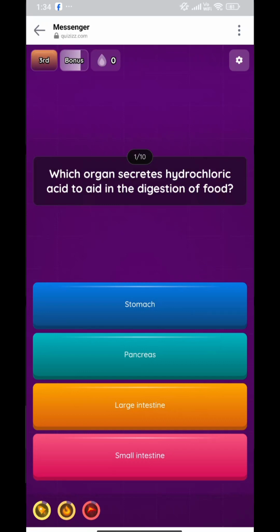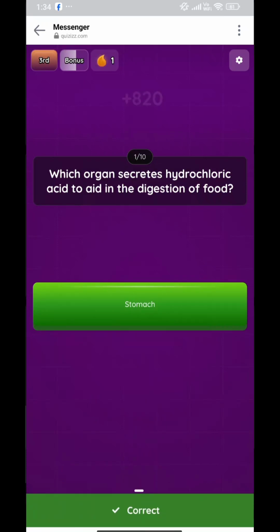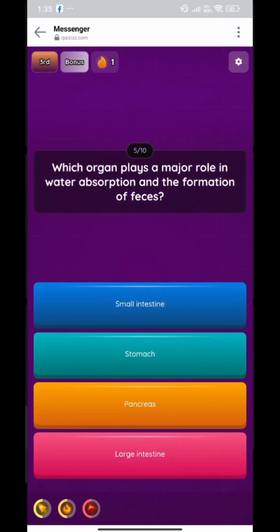Yes, Miss Bimayra May, what is your answer? It's our stomach, ma'am. Very good. That is our stomach. Lastly, which organ plays a major role in water absorption and the formation of gases?